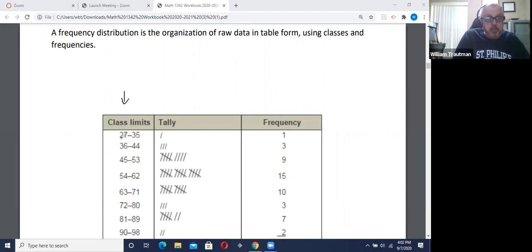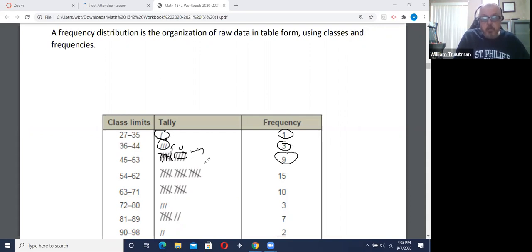All the data from 27 to 35, that includes 27 and 35, get counted here. These are the little tally marks, little tick marks. If you look at that, it says there's only one piece of data from 27 to 35. The frequency is 1. There are 3 pieces of data from 36 to 44. When we do 1, 2, 3, 4 pieces of data, the next line you do goes across. That indicates 5. So you have 5 and 4, so you have 9 pieces of data.